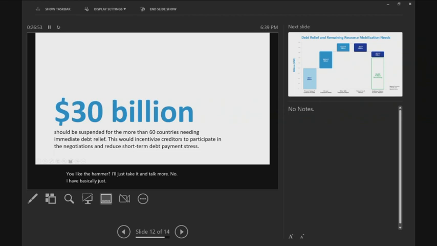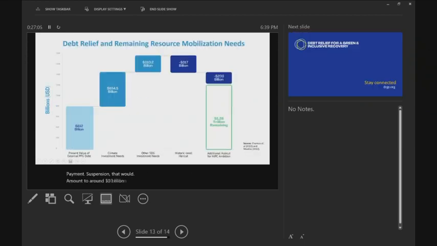Two more small things. One is we would need an immediate debt payment suspension that would amount to around $30 billion. And the amount of debt that would need to be restructured would basically depend on the debt sustainability analysis. But if we take historical averages, it would be $310 billion. If we have some more ambitious debt restructuring akin to HIPC, that would add another $317 billion.